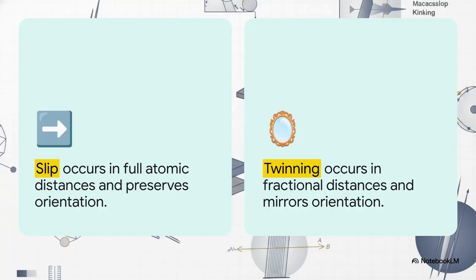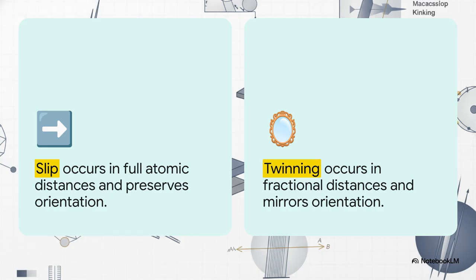Finally, Part 6, Synthesizing Slip and Twinning. Synthesizing these mechanisms really highlights their fundamental mechanical differences. Look at slip. It happens in full atomic distances, it can move in both directions, and it completely preserves the crystal orientation. Twinning, on the other hand, is unidirectional, happens in precise fractional distances, and completely changes the crystal orientation into a mirror image.